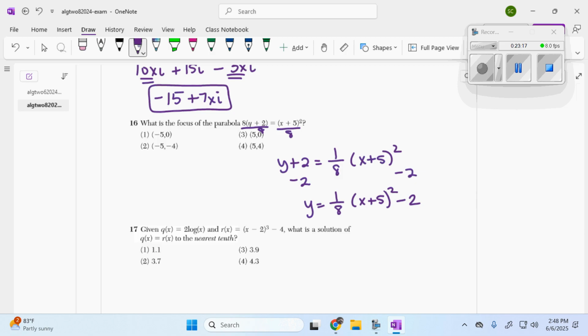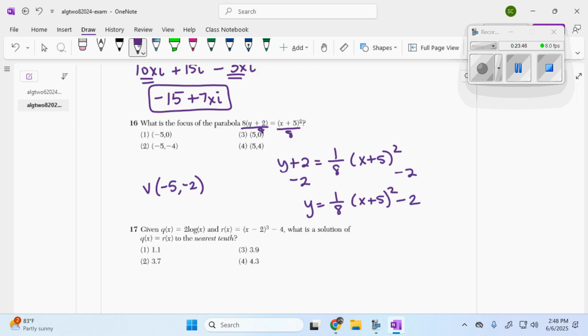The reason why we like this form is it's called vertex form, so I should be able to easily identify the vertex. The vertex is going to be -5, opposite of whatever is in the parenthesis, comma, -2, whatever is outside the parenthesis. Now, from the vertex, we have to decide, is our parabola opening up or down? That's going to be based on the leading coefficient, 1/8. So we now know that this parabola opens up.